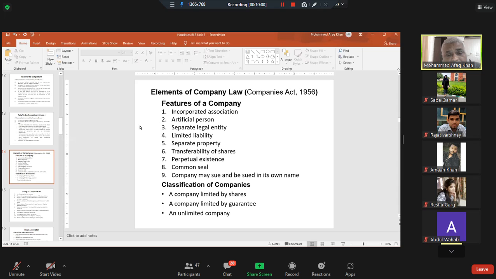So a company is an association of many persons, for example, at least two in case of private company, and at least seven in case of public company, and that particular association or company is registered under the Companies Act. If it's not registered and the number of persons exceeds 10 in case of any banking business, or 20 in case of any other business, then it becomes an illegal association.